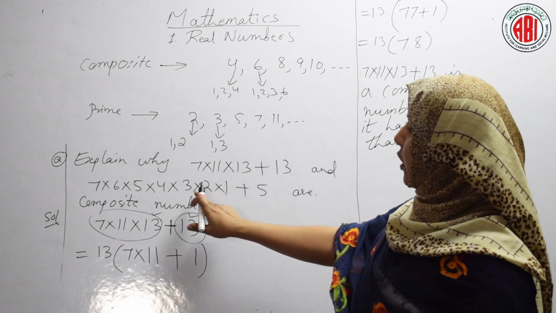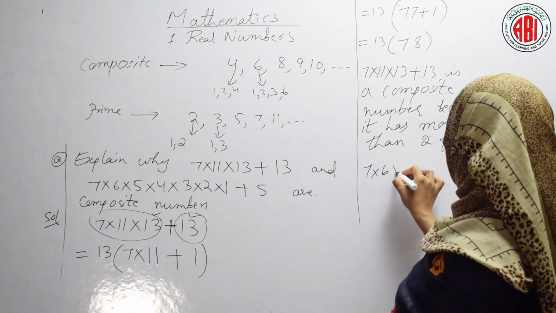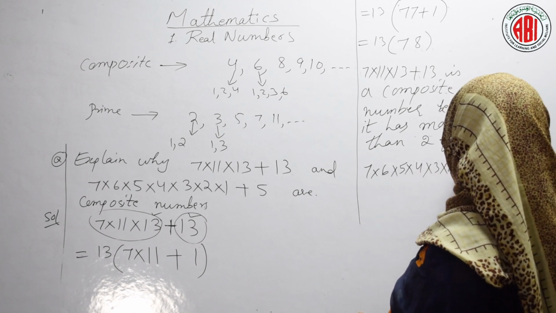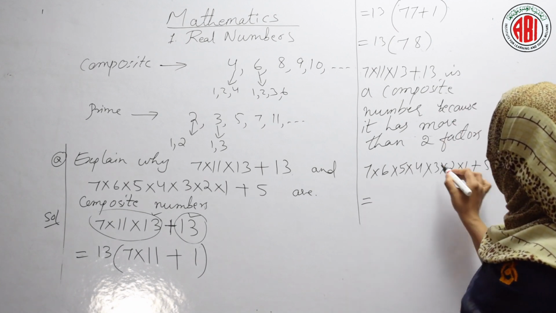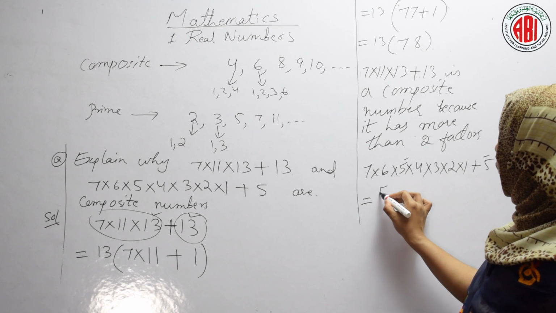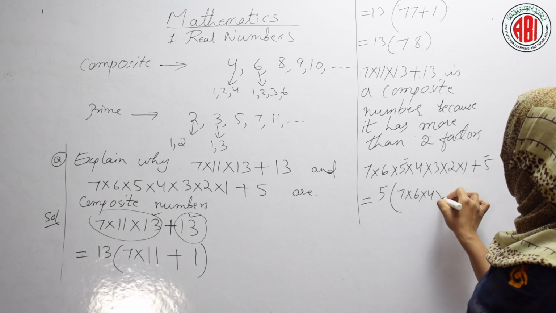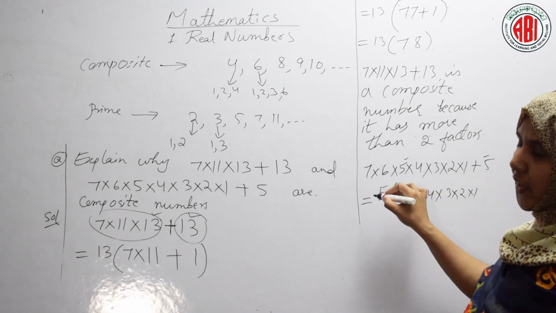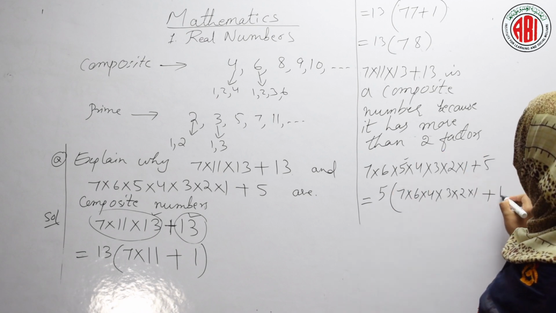Okay, this one is finished. Now, what about this number? This one, 7 into 6 into 5 into 4 into 3 into 2 into 1 plus 5. Here what can we do? Here also we can take out 5 common, right. If you take out 5 common, what do you get? 7 into 6 into 4 into 3 into 2 into 1, right. 5 we have taken out common, plus since we have taken out 5 common, we will write 1 here.